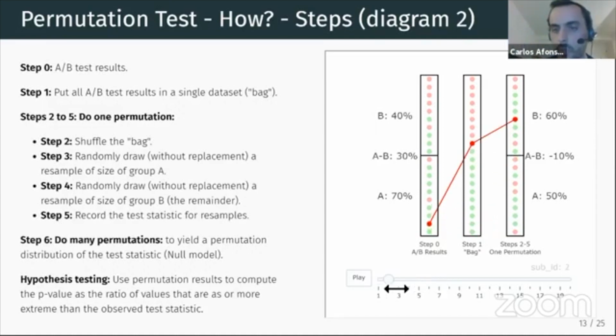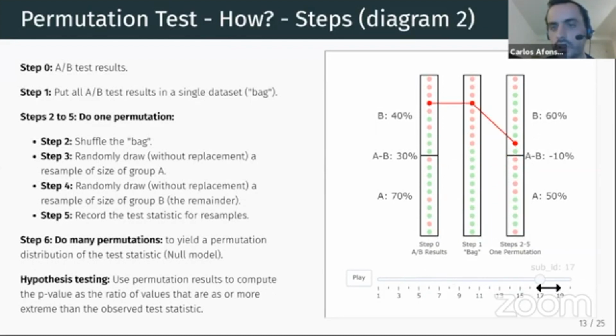So, for example, that one we put in the bag, and originally was in group A, and when we did the resampling, it went to group B, and so on and so forth. So that one went to group A, and that one was in group A, and when we did the resampling, it was assigned to group B, and so on and so forth.